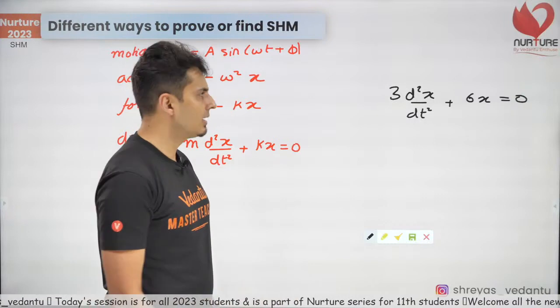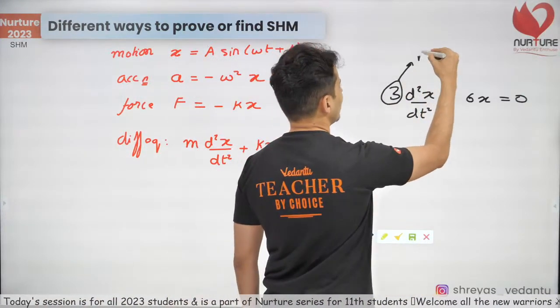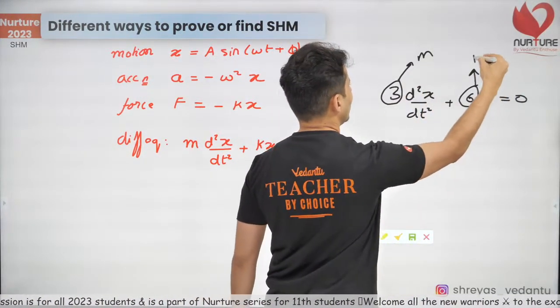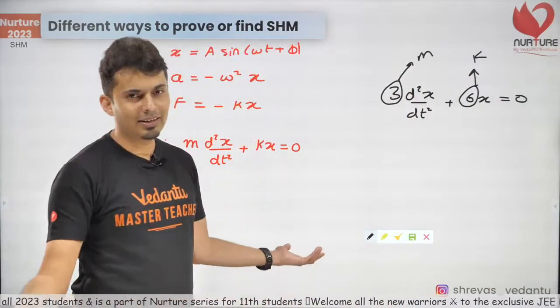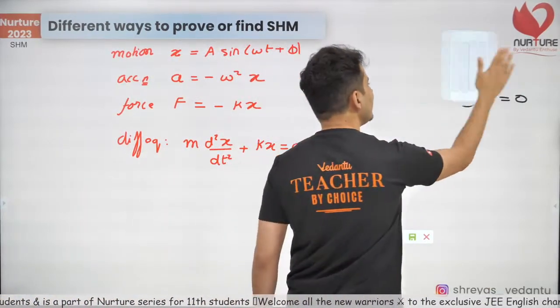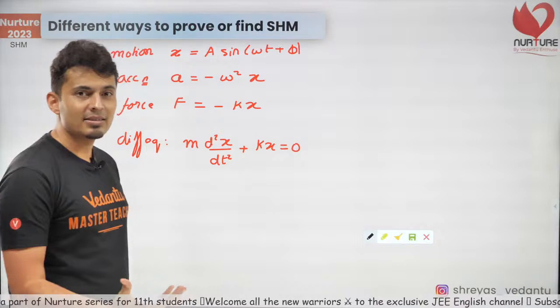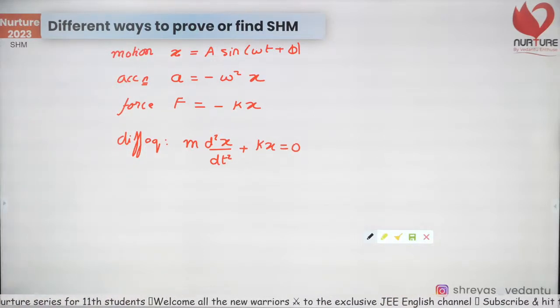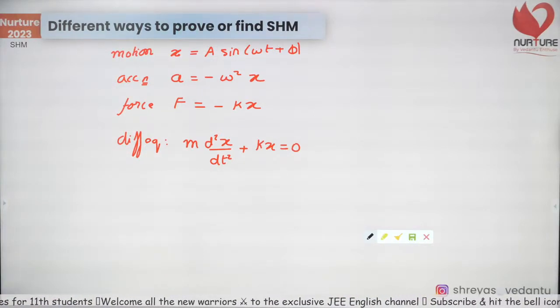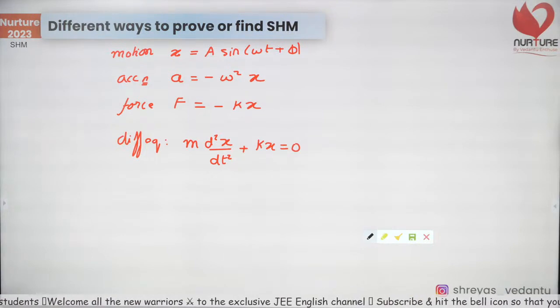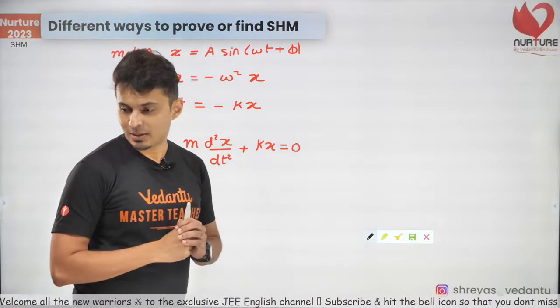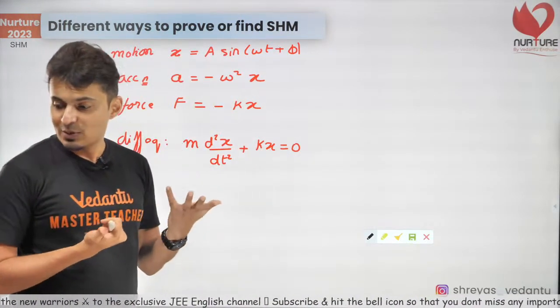I can find the time period. You can see this is nothing but m, this is comparable to k. Once you know m and k, you can find the time period. So all these are different ways of proving or finding the time period of SHM. Are you able to see that? Yep, everyone? Perfecto. Can we express SHM in terms of cos?